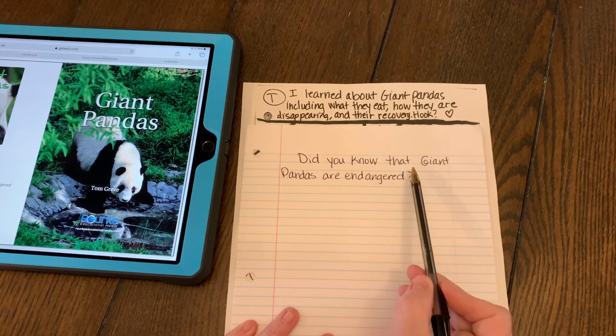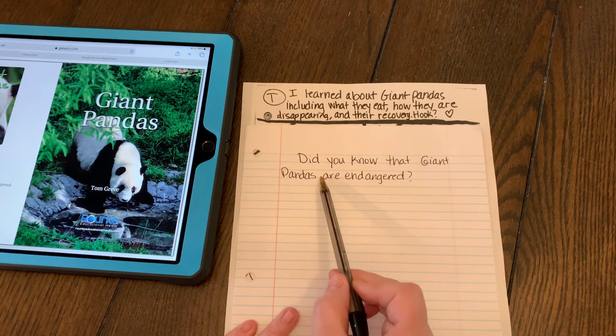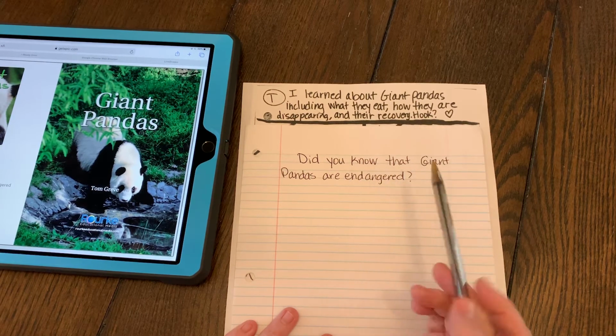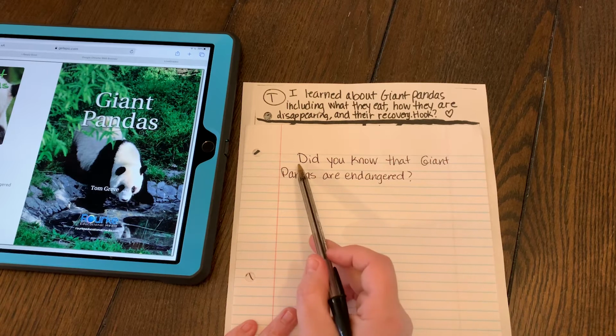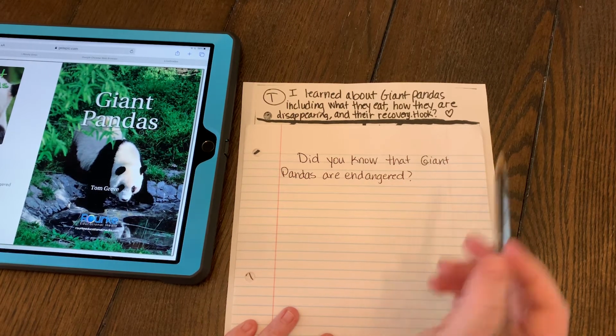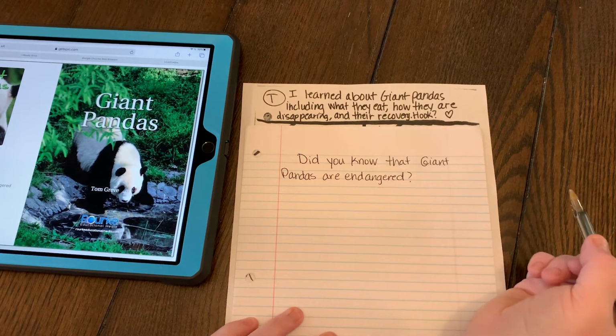I'm also skipping lines. Mrs. Stull likes to do this when she does a rough draft, because when I show you how to revise and edit, you'll see how much easier it is to revise with some space in between my lines. So, did you know that giant pandas are endangered? That's going to be my hook sentence. It is a question, and it gets the reader excited to read about my giant pandas.